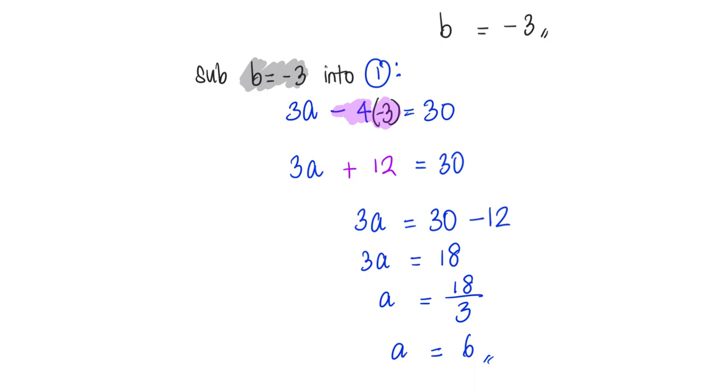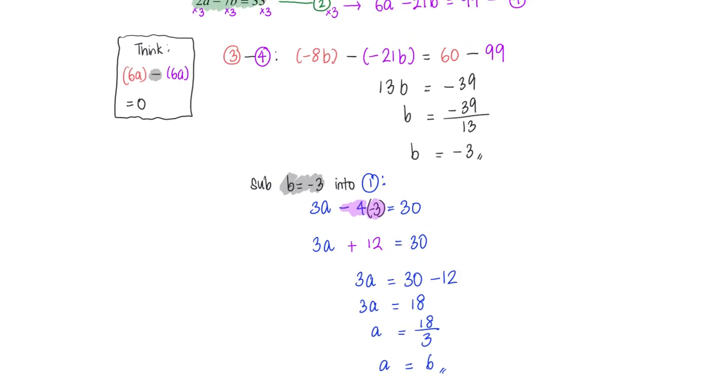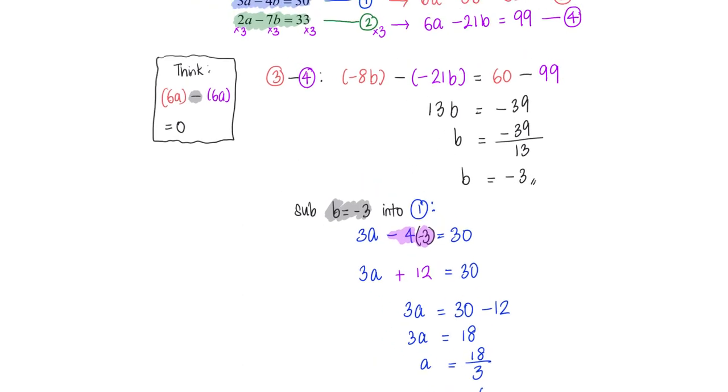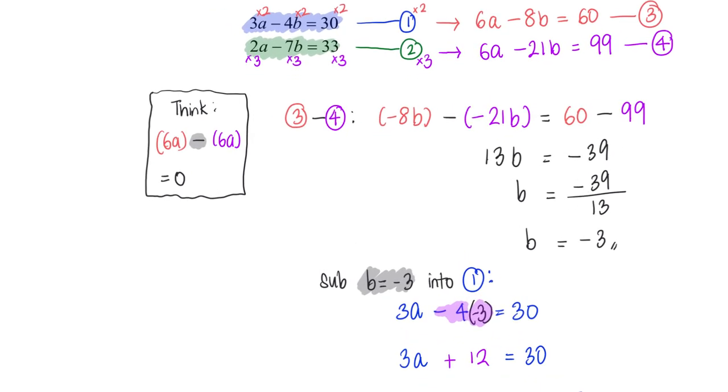Last but not least, I just need to double check whether my answer is correct, whether A is indeed 6 and B is indeed negative 3, by substituting into the other equation. So this is just what we do to check. So in equation 2, my A is 6 minus 7B. B is negative 3. And I check. Does this give me 33? Yes, it does.